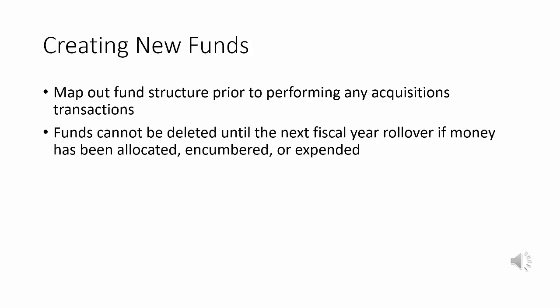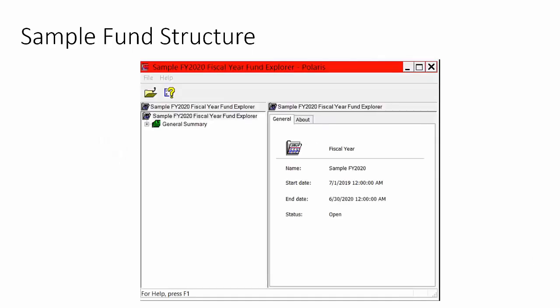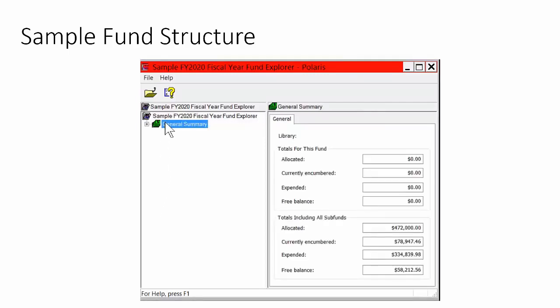Let's review a sample fund structure. In this example, there's an umbrella general fund set up to allow the library to monitor total encumbrances, expenditures, and free balances across all library funds.